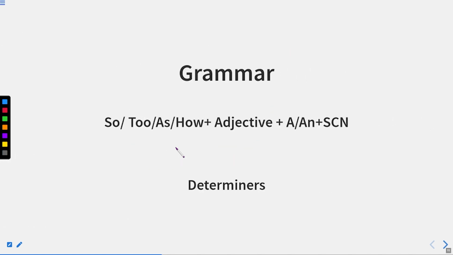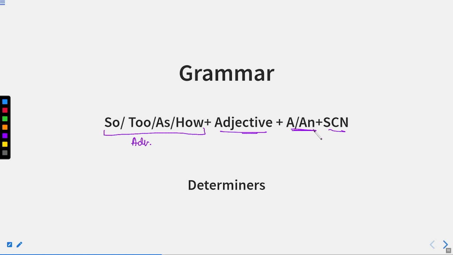Now this rule is again very important. Whenever we have a structure of these adverbs, so, to, as, how, any of these in our sentence, after that we have an adjective, and after that we have a singular countable noun. So the position of the indefinite article is just before the singular countable noun.